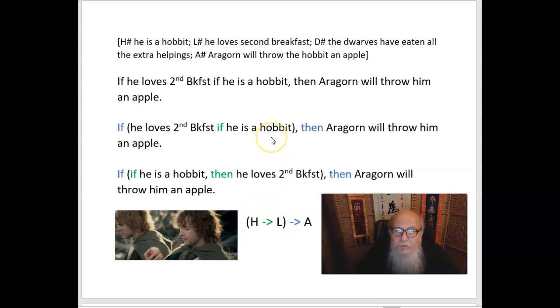Okay? So you want to meditate on this one a bit. This is a tricky one. The tricky one is because you have this whole statement here in the antecedent, and it's got an if in the middle of it. Remember an if by itself. He loves second breakfast if he's a hobbit means if he's a hobbit, then he loves second breakfast. Again, you have to study these examples, let them sink in, right? And then try to translate them again without looking at the answer, then go back and check yourself, and then see how that's going to work out for you.